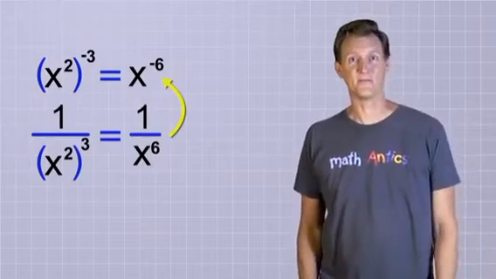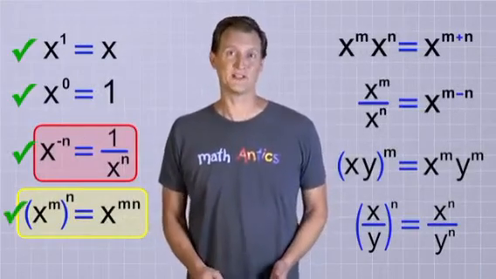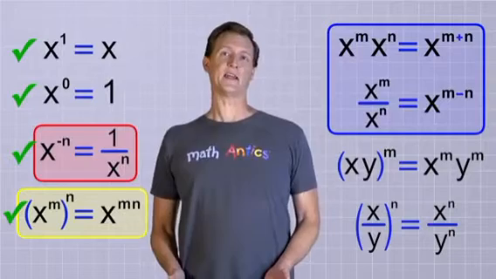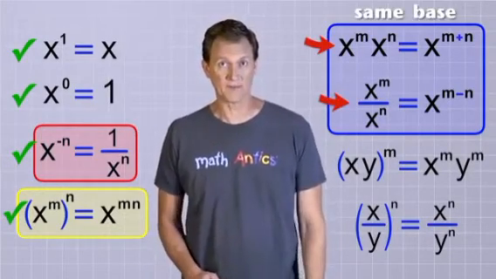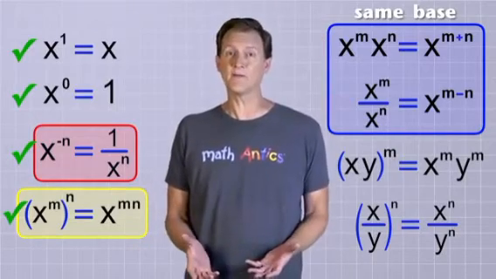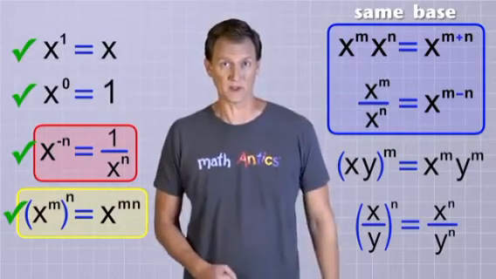Pretty cool, huh? Okay, we're halfway through our list of laws, and we're going to look at the next two as a set, because they tell us how we can multiply and divide expressions that have the same base. And that's important because we couldn't simplify them to have a single exponent if the bases were different.